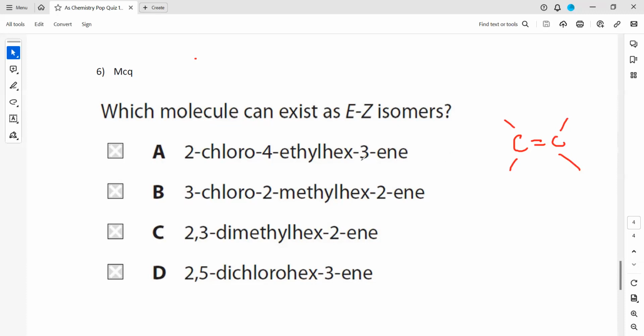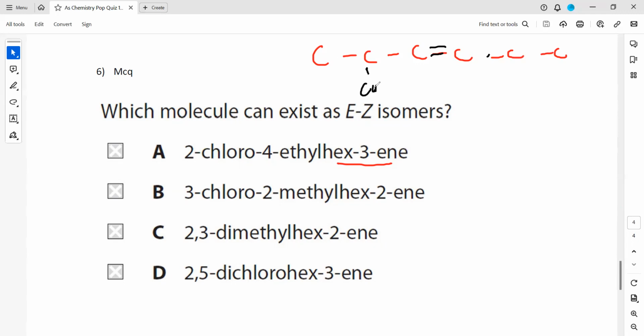Say hex-3-ene, or if I want to draw a simple structure, I have hex-3-ene. Hex means I have to draw six carbons. And the third carbon has a double bond. And I have a chlorine attached at the second position, and at the fourth position, I have an ethyl group attached. Like, this ethyl group is attached.